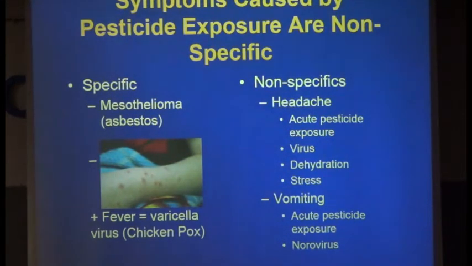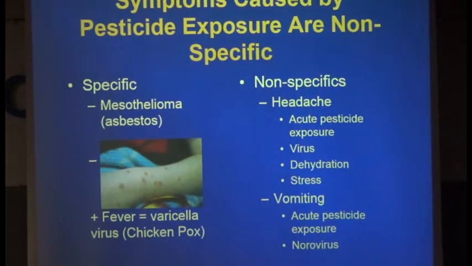Those are specific symptoms. But the types of symptoms associated with pesticides are things like headache, vomiting, and nausea, which can be caused by pesticide exposure, but can also be caused by many other things. And the reason that's important for you to know is that if you've been exposed to a pesticide and you go to your doctor, it's important for you to tell your doctor about the exposure, because there's no combination of symptoms that would cause the doctor to diagnose pesticide exposure. They wouldn't know about it unless you tell them. So it's important for you to know.